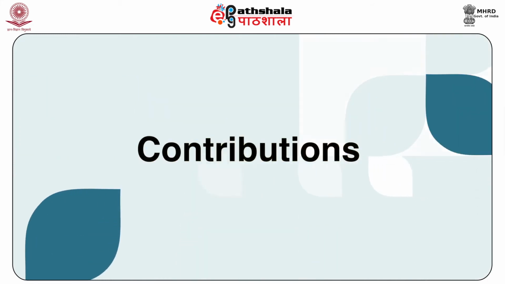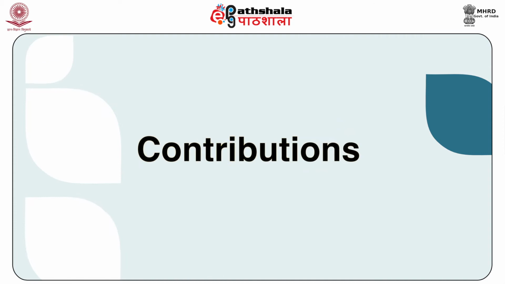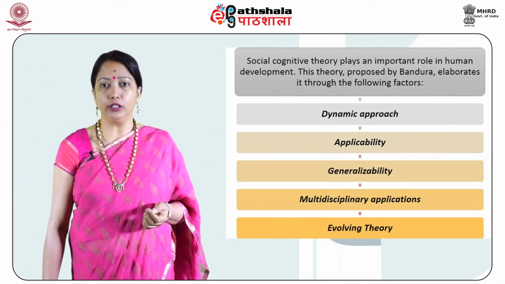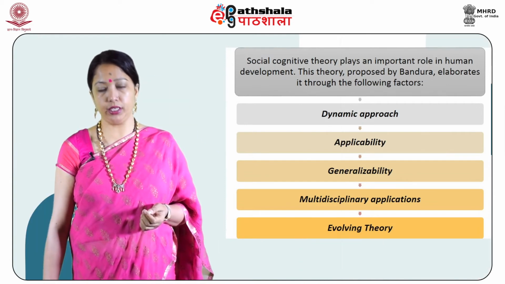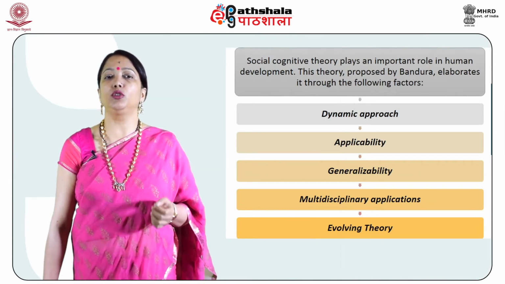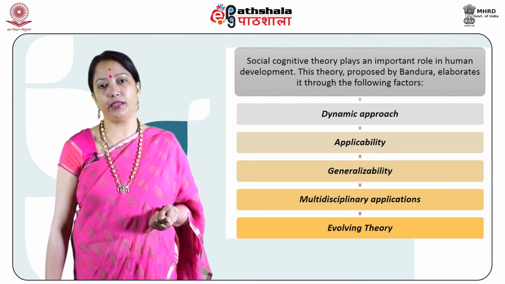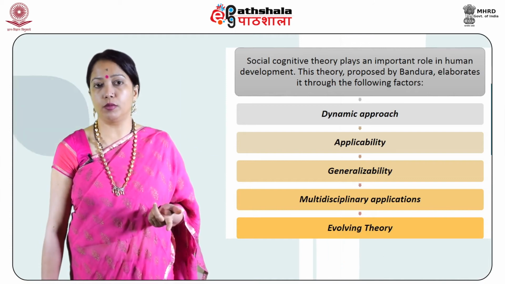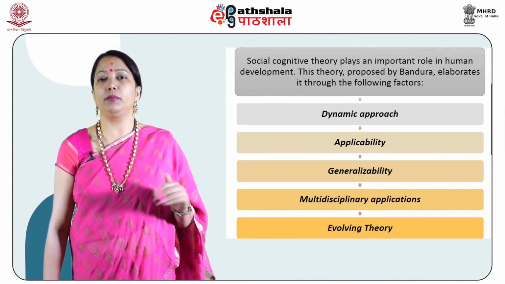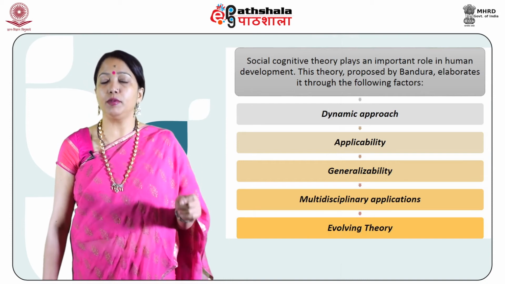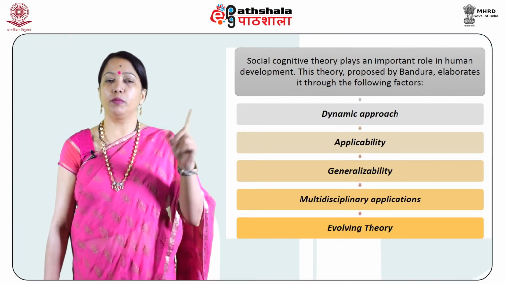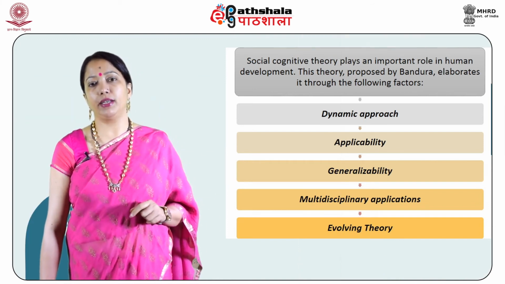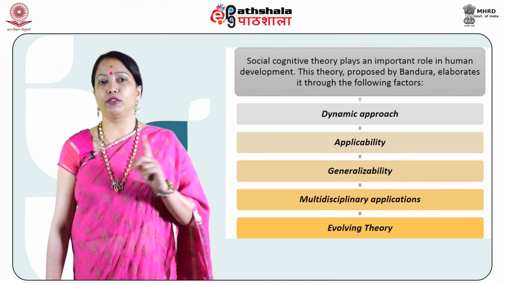Now let's look at what are the various contributions of the social cognitive theory in understanding personality. The theory plays an important role in human development. This theory, proposed by Bandura, elaborates it through the following factors. The first one being dynamic approach. This factor propagates that an individual is not an autonomous logical entity affected only by an immediate environment. The dynamic approach says there is an interrelationship between personal factor and external factor. This theory is established on dynamic environment around individual and rational impact of the environment.